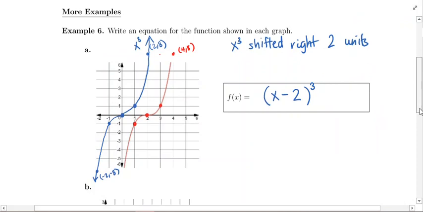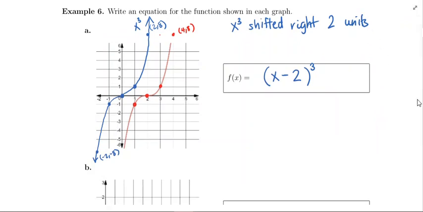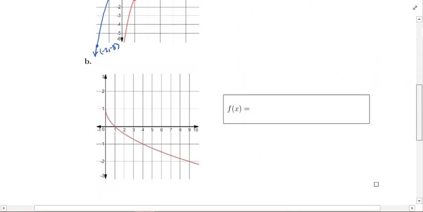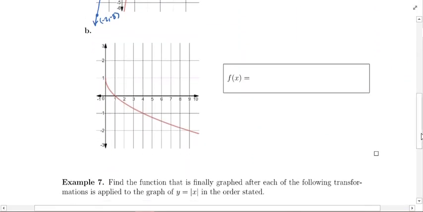Let's try another one. All right, so for this one, scroll down to part B. First thing you've got to do, what basic function is this? Well, this looks like the square root of x. It has definitely been moved around. It's got the shape, but it doesn't lay exactly like the square root of x does.